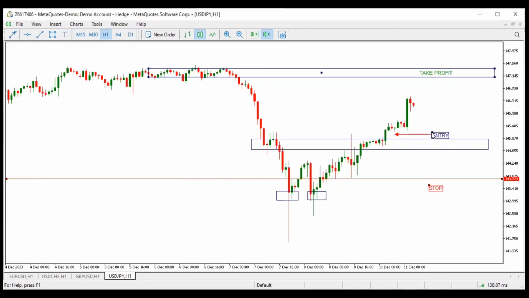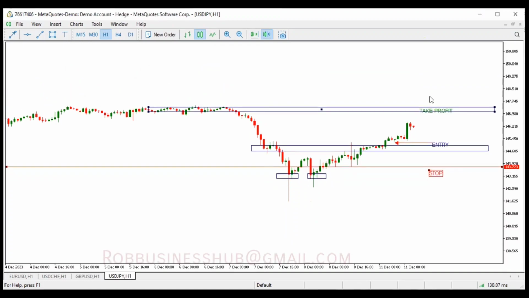Now, if this is my entry, my stop loss this level, my take profit this level, then when the market breaks and retests, I can do what? Let's say the market happens to break, retested this level again. And if I see a bullish engulfing candle like this, that's my entry.